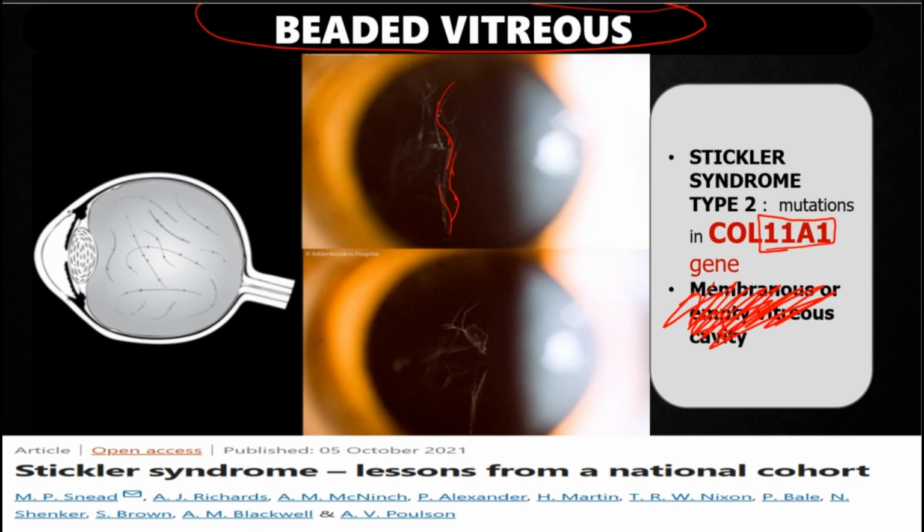This basically tells you how important your type 2 collagen is, because deficiency of it or dysplastic collagen in patients with Stickler syndrome leads to dysmorphic or dysplastic vitreous, and this vitreous is unable to provide tamponade to the retina, and therefore these patients are at a greater risk of developing giant retinal tears as well. Okay, so I hope that is clear.